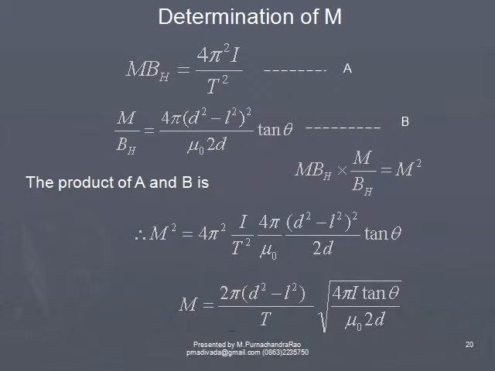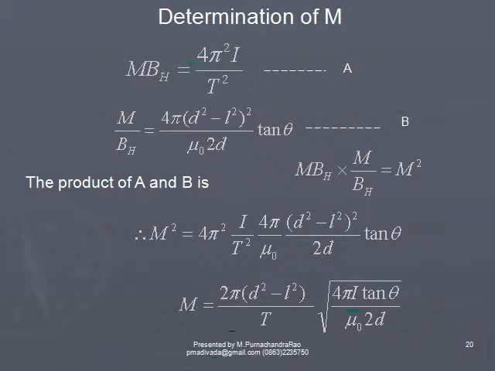Determination of M and BH. We have obtained the relation for MBH from the vibration magnetometer as MBH is equal to 4 pi square I by T square.